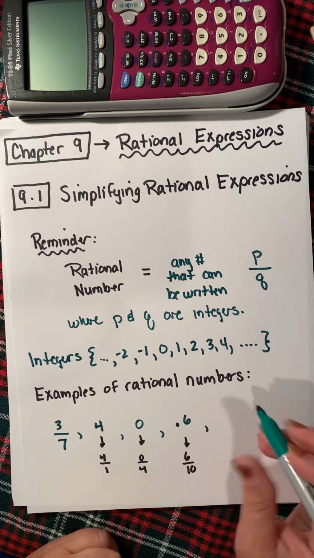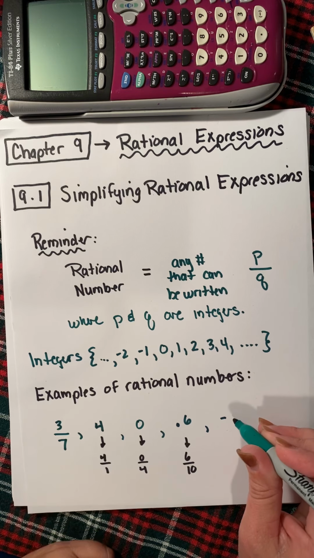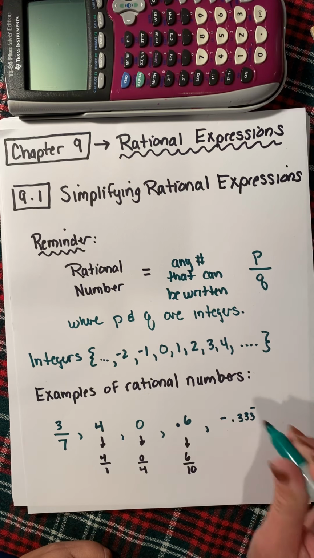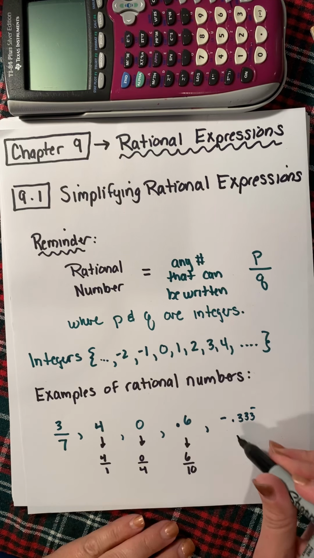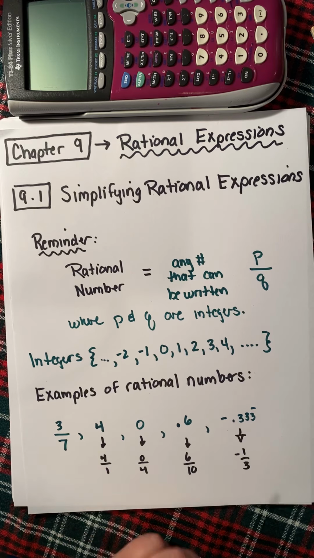We could have negative 0.333 repeating, because that can just be written as -1/3, and so forth and so on.